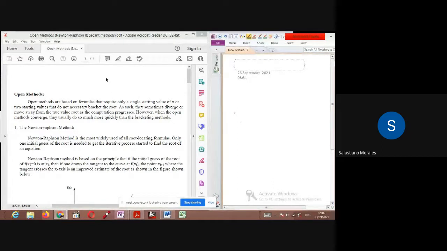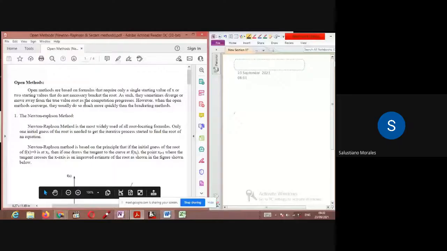We only discuss two methods here. The first one is the Newton-Raphson method, and the second is the Secant method. In the Newton-Raphson method, we only use one initial value of x, while in the Secant method, we use two initial values of x, but those initial values are not necessarily bounding the root in that given interval. So let's try to discuss this first method.